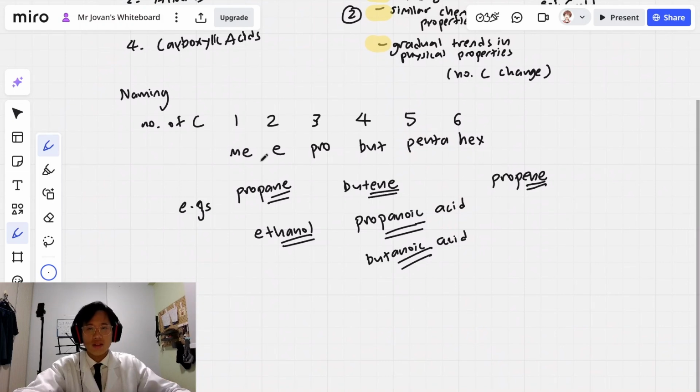So you must know this. Focus on 1, 2, 3, 4, 5, and 6. Read and take note. Okay, let's continue.